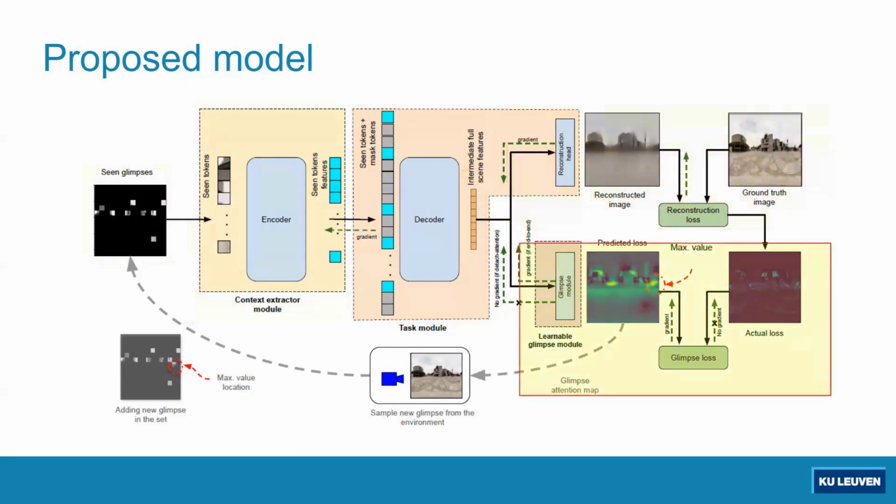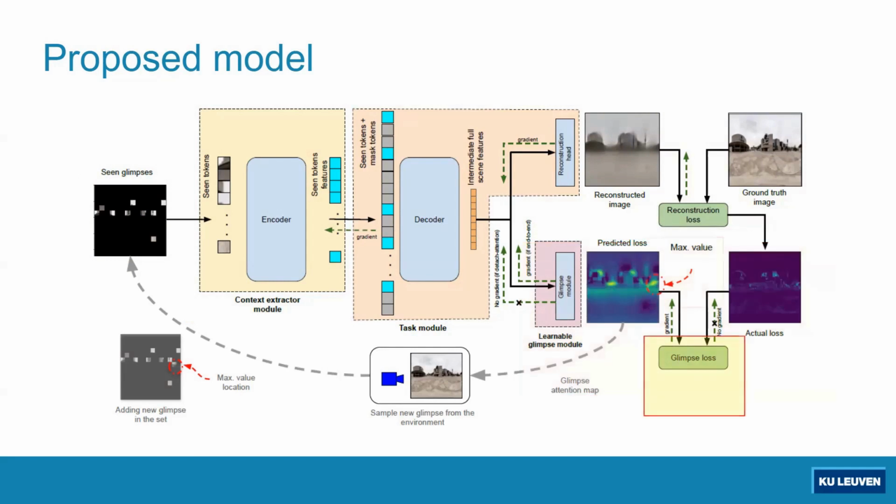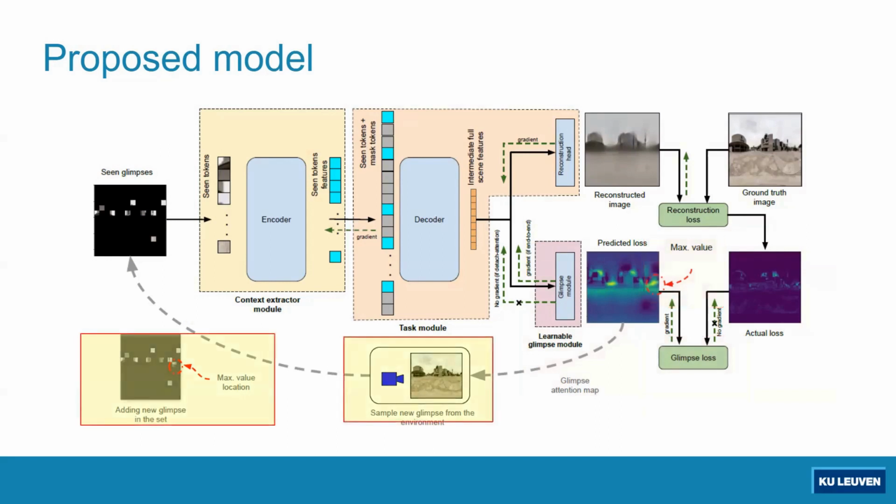Additionally, the glimpse module processes this latent representation into a predicted loss map that represents the loss incurred by the reconstruction head. The glimpse module is trained against the actual loss incurred by the reconstruction head. The maximum region within the predicted loss map is used to sample the next glimpse location. This process is repeated until the sampling budget is exhausted.